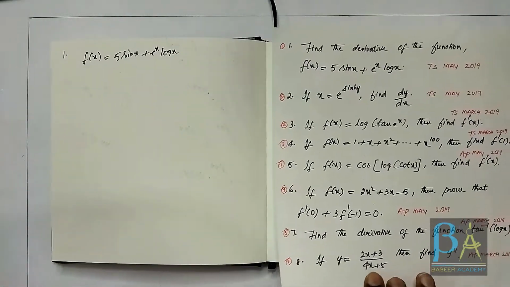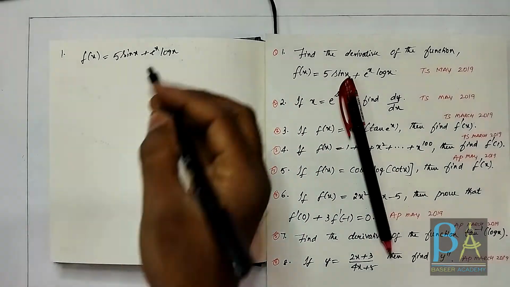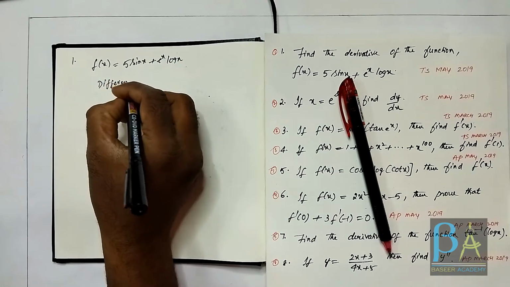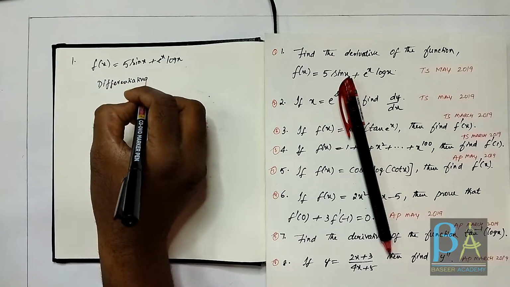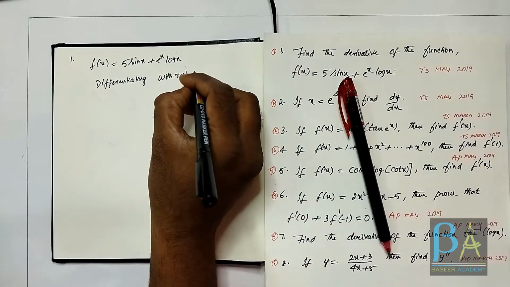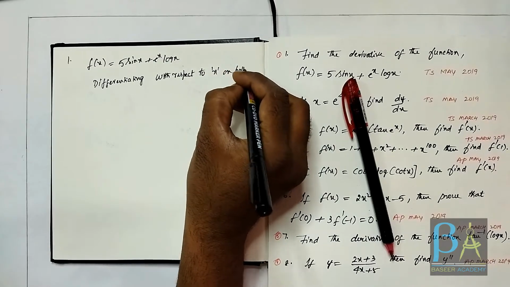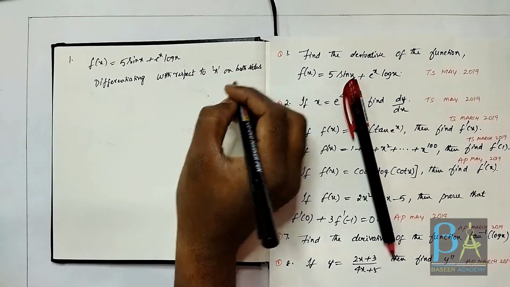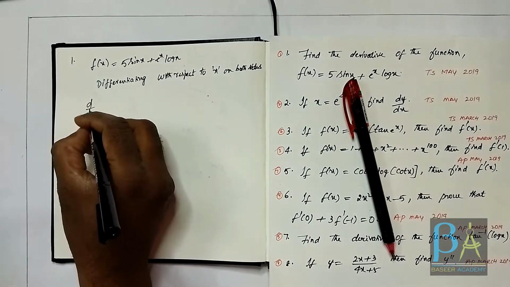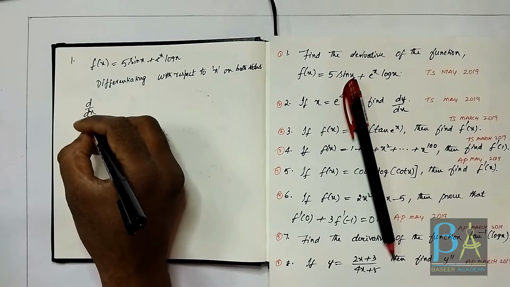How are we going to find the derivative? By differentiating it. I'm going to differentiate both sides with respect to x. So let's write here, differentiating with respect to x on both sides. So on both sides, I'm going to differentiate with respect to x. For differentiating with respect to x, you write something known as d by dx. So I wrote d by dx here.